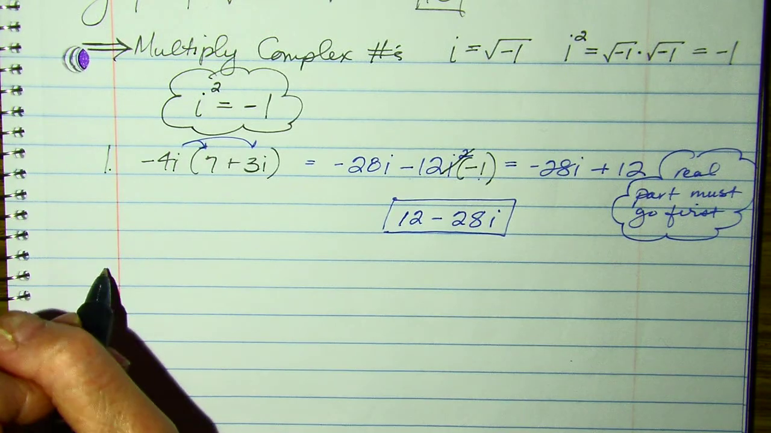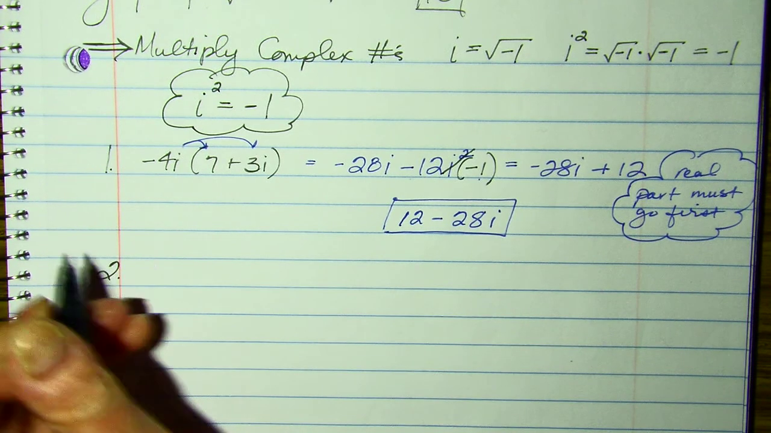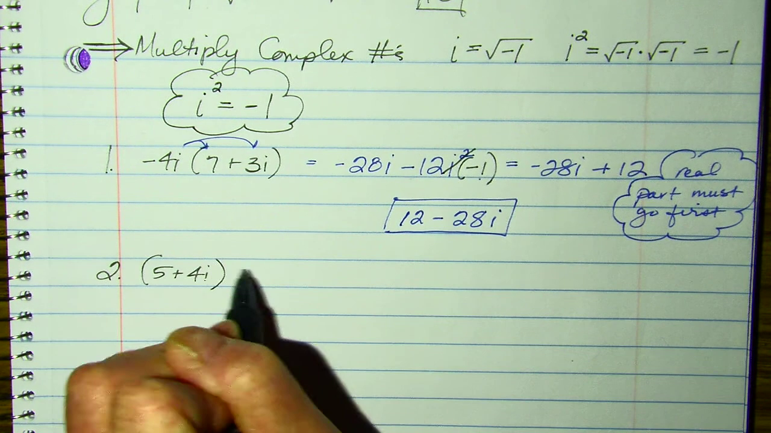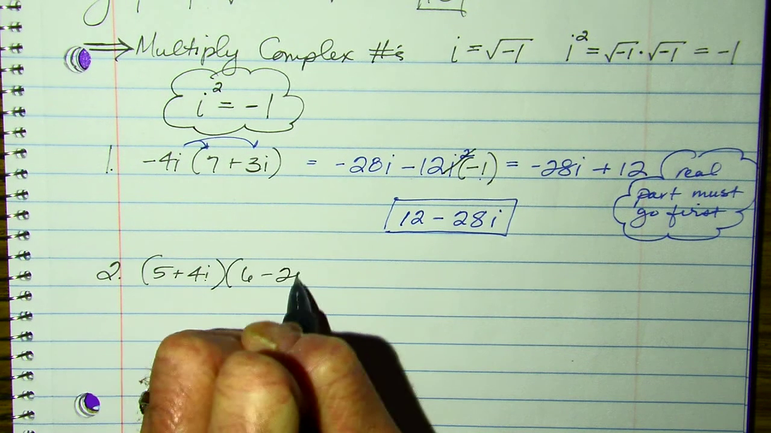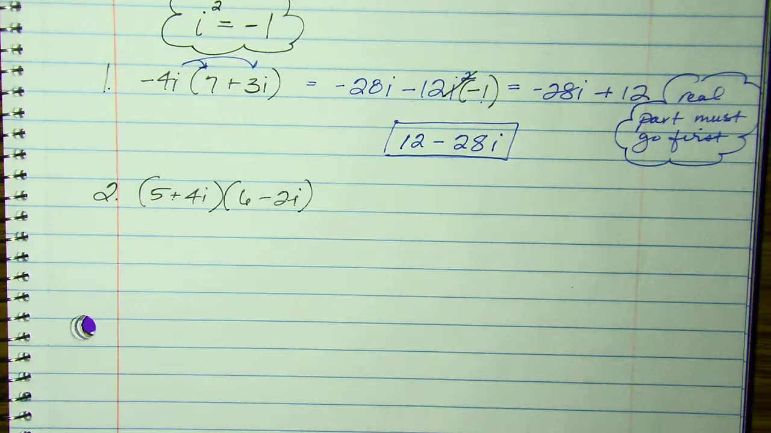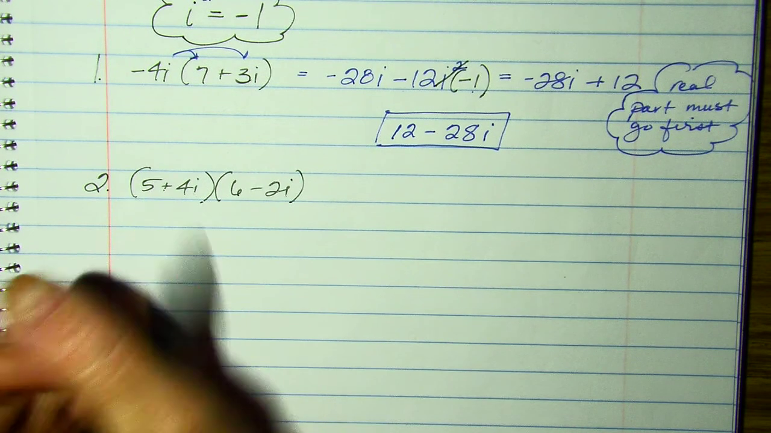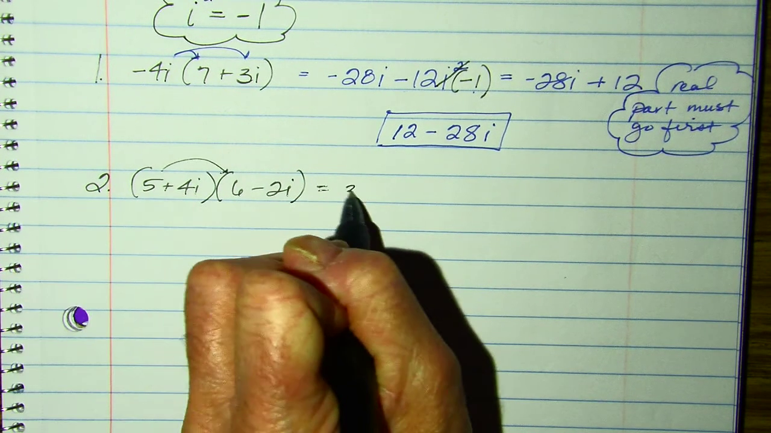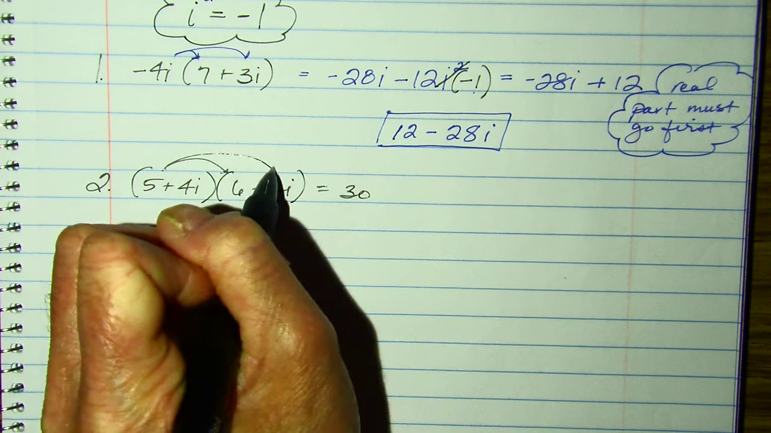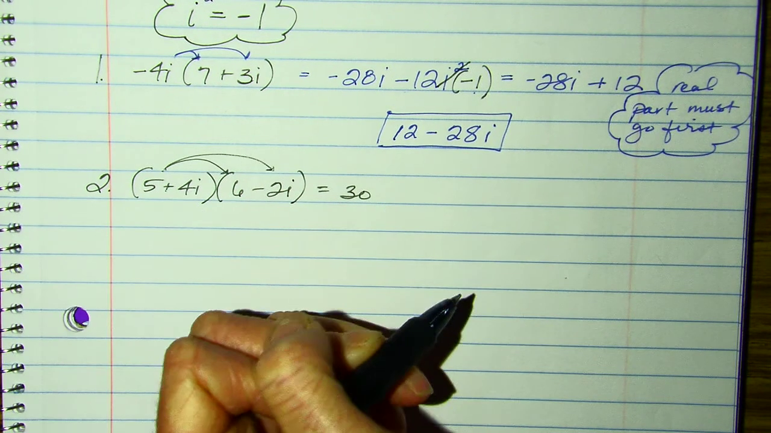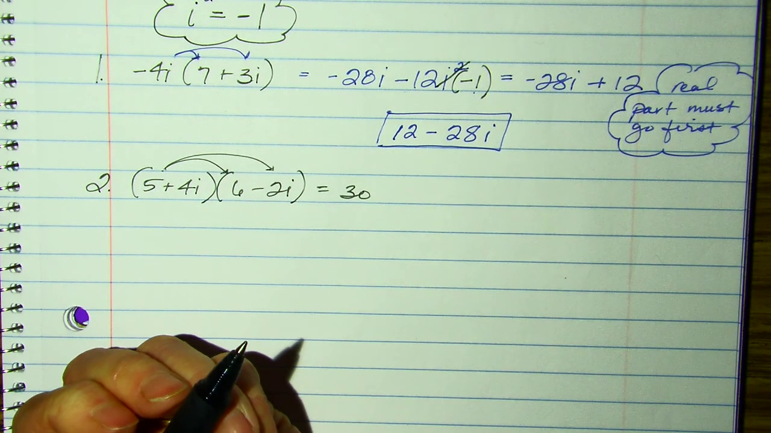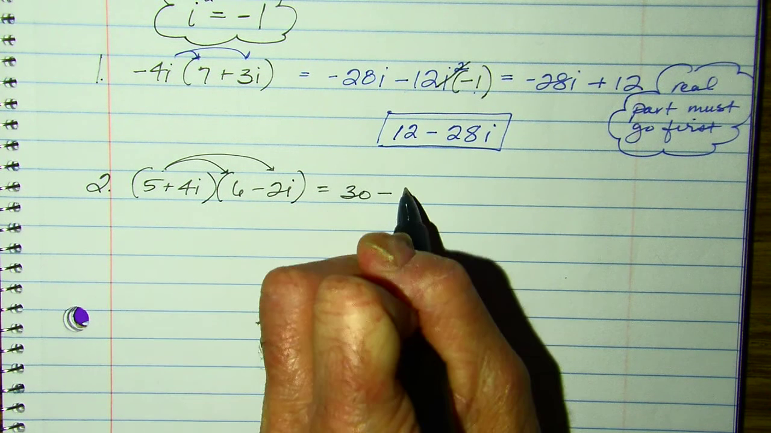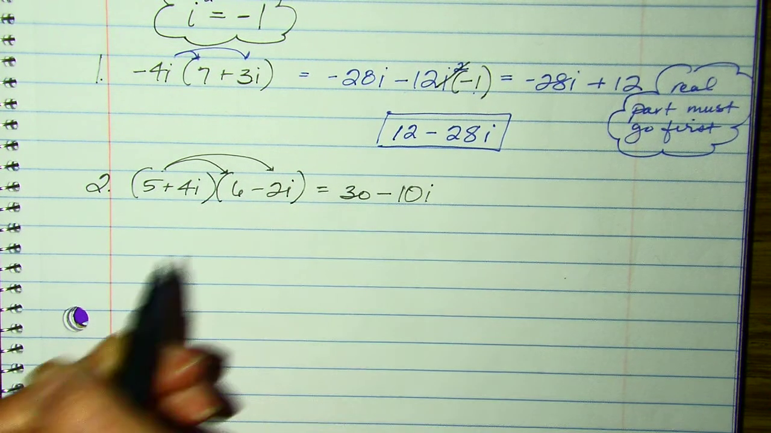So let's try one more, a little bit more complicated one. If I have 5 plus 4i times 6 minus 2i. So again, we're going to distribute. 5 times 6 is 30. 5 times a negative 2i, multiply it just like you would x. So 5 times 2x would be 10x. But in this case, a positive times a negative is negative 10i.